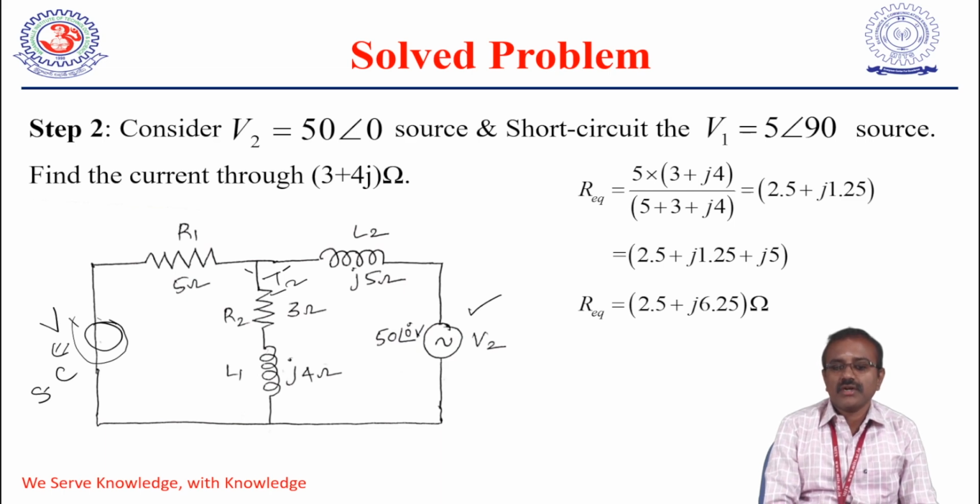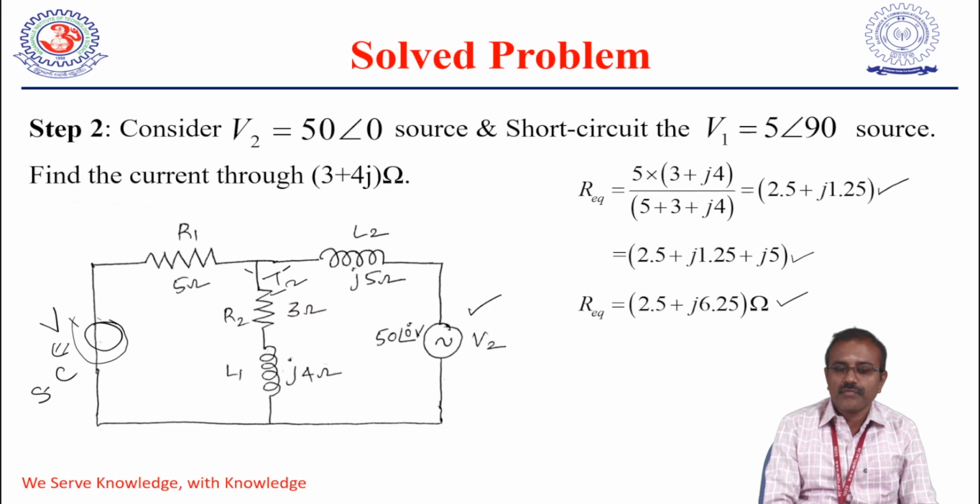So R equivalent is equal to the same thing. In this circuit diagram the combination will be different. So this 5 ohm is parallel with our R2 plus L1, that is 3 ohm plus 4J ohms. If you calculate this value, we are getting the answer as 2.5 plus J1.25, and this combination will be in series with our J5 ohms. So collectively we are getting the equivalent resistance as 2.5 plus J6.25 ohms.